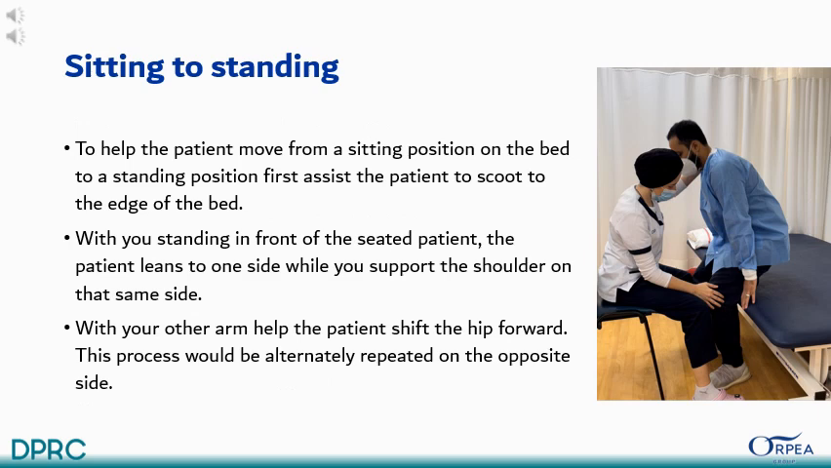Sitting to standing. To help the patient move from a sitting position on the bed to a standing position, first assist the patient to scoot to the edge of the bed. With you standing in front of the seated patient, the patient leans to one side while you support the shoulder on that same side. With your other arm, help the patient shift the hip forward. This process would be alternately repeated on the opposite side.